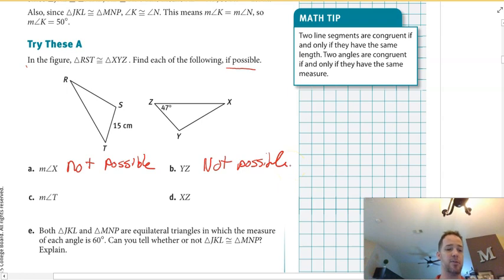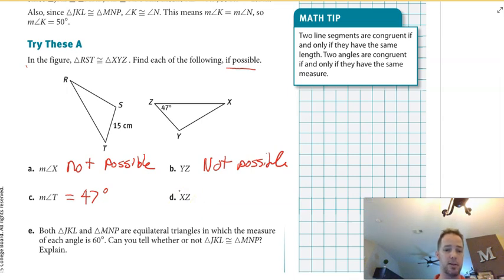All right, for question C, measure of angle T, not labeled, but T corresponds to Z, so I know that one is going to be 47. And side XZ here, not labeled for me, but I know that X and Z are the first and last letters, so R and T, RT are not labeled as well. So it looks like this one is not possible.